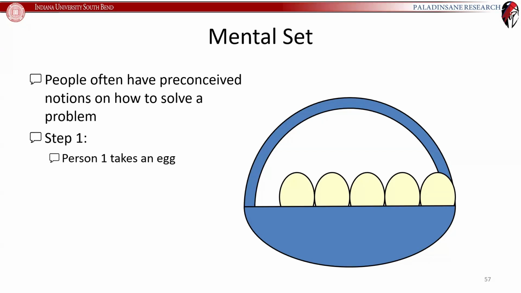So this move, person 1 takes an egg, that works. Well, let's try it again. So you think to yourself, all right, the next person comes up and they take an egg. Person 2 takes an egg.